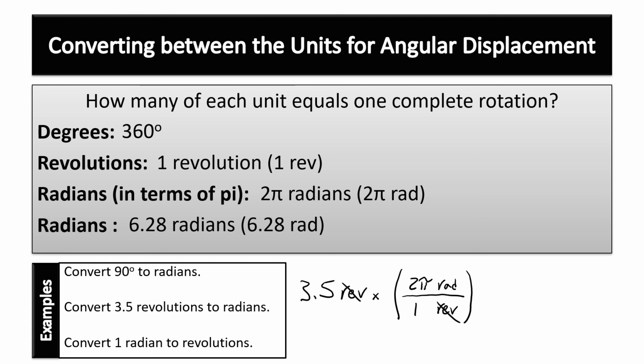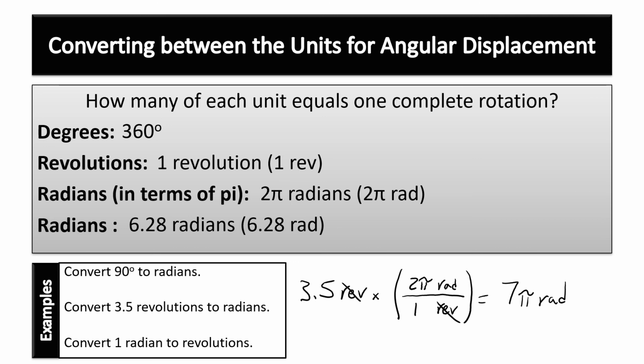The point is so that the units cancel out, and then you do 3.5 times 2 pi, and that leaves you with 7 pi radians. And you could leave it just like that. That's totally fine. Or you could, in your calculator, multiply it out, and that's totally fine too.